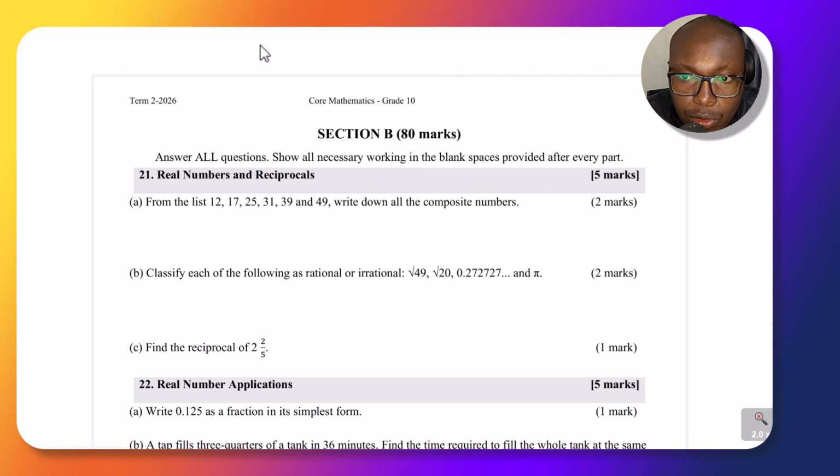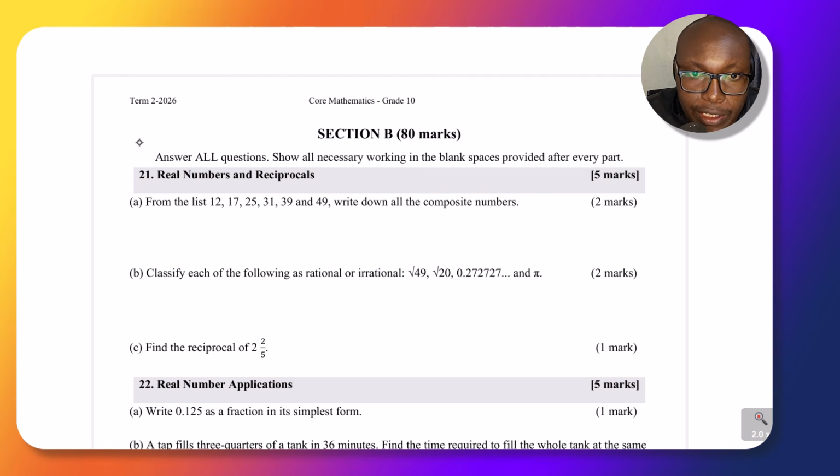I think we've gone through these in section A, and we gave the definition of a composite number. A composite number is a number that, rather than having only 1 and itself as factors, has other factors. In simple terms, we can say a composite number is a number that has more than two factors. So it has 1 as a factor, itself as a factor, and then any other extra factor. So we need to identify them here.